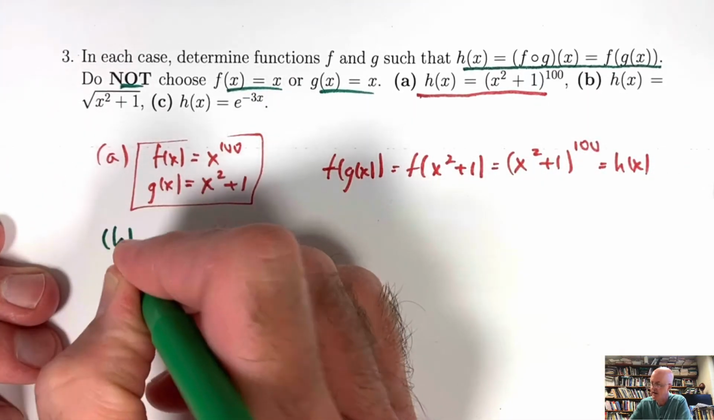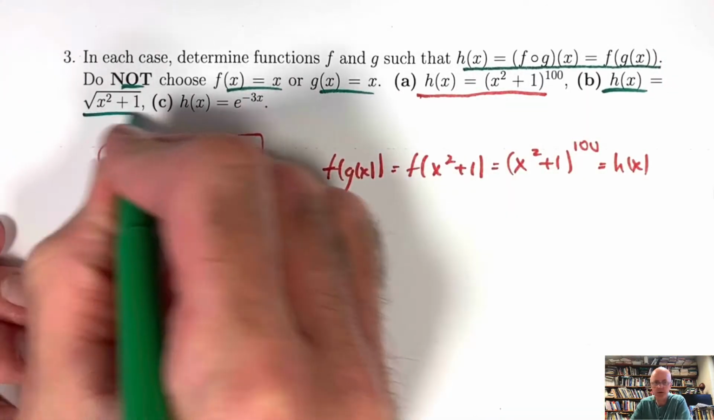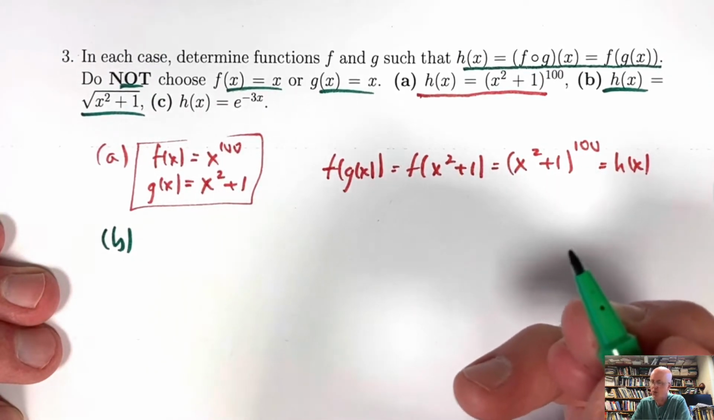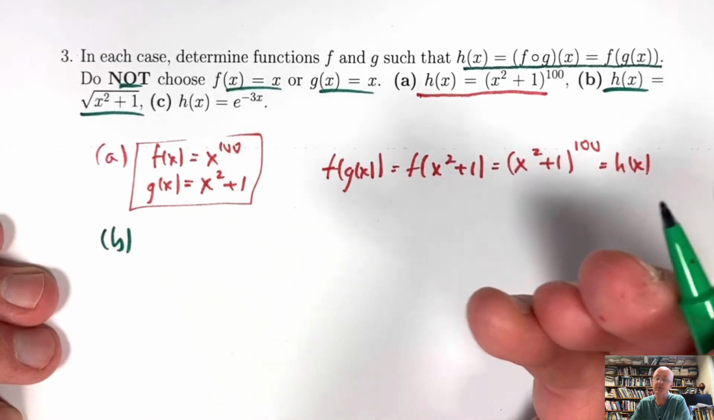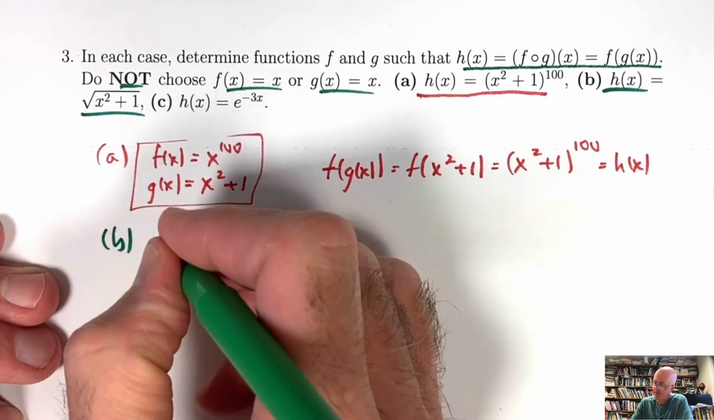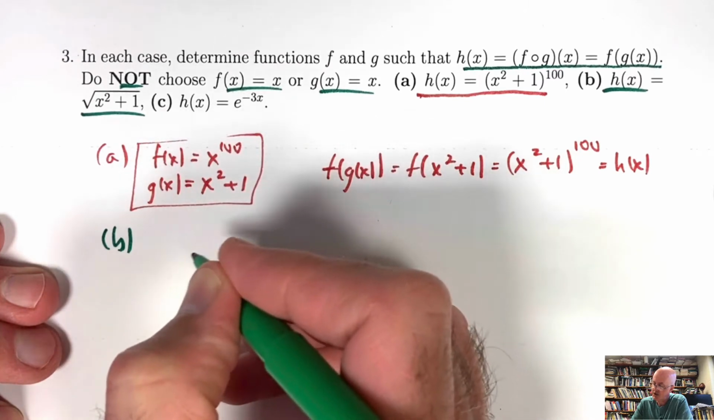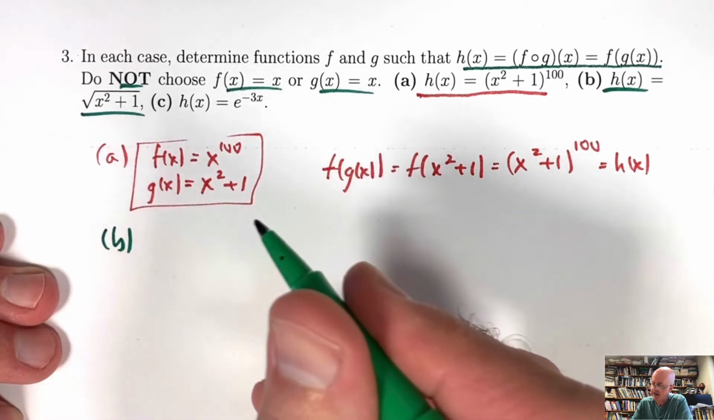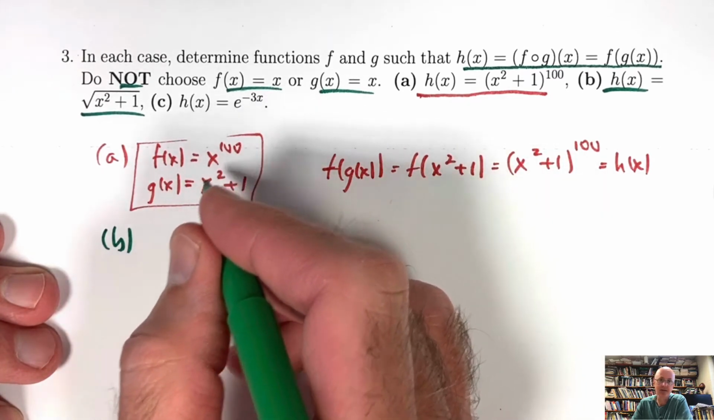Part B, h of x equals the square root of x squared plus 1. Once again, x squared plus 1 is the function that gets done first, before now square rooting. So the inner function g of x is still x squared plus 1. The outer function f of x is no longer x to the 100, it's the square root of x.